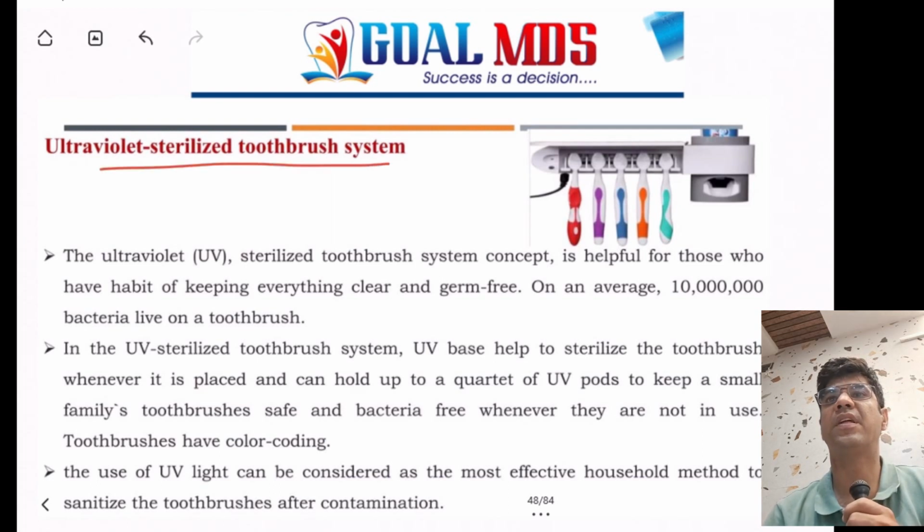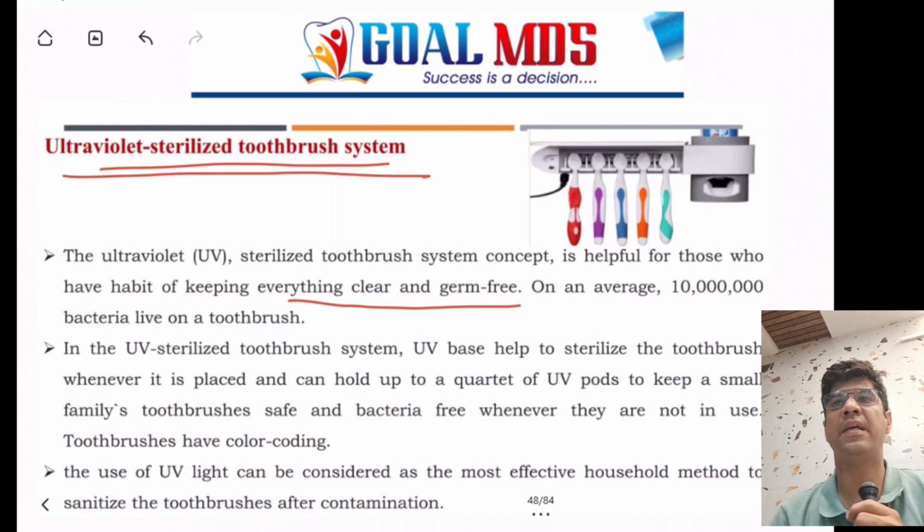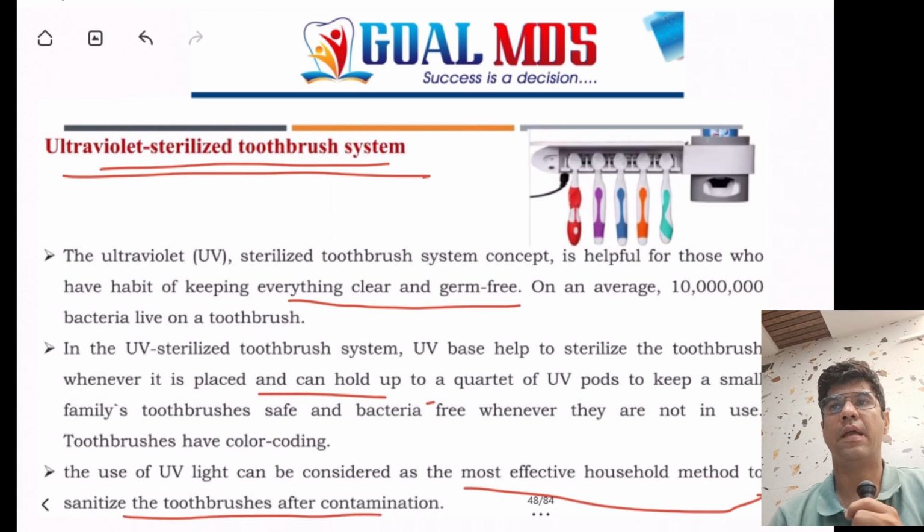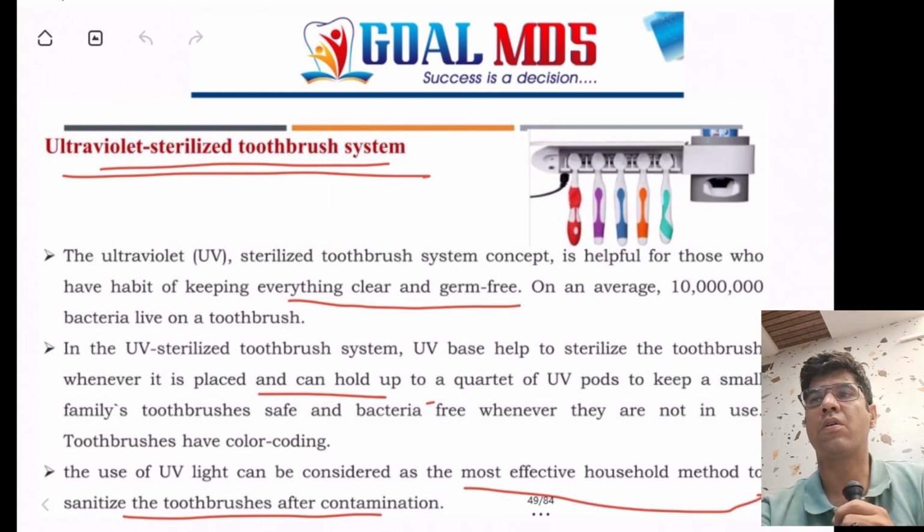Other are the UV sterilized toothbrushes. Those patients who have the habit of keeping everything clean and germ free are recommended an ultraviolet sterilized toothbrush system. They sterilize the toothbrush when it is placed in it, and it is the most effective household method to sanitize the toothbrush after contamination.